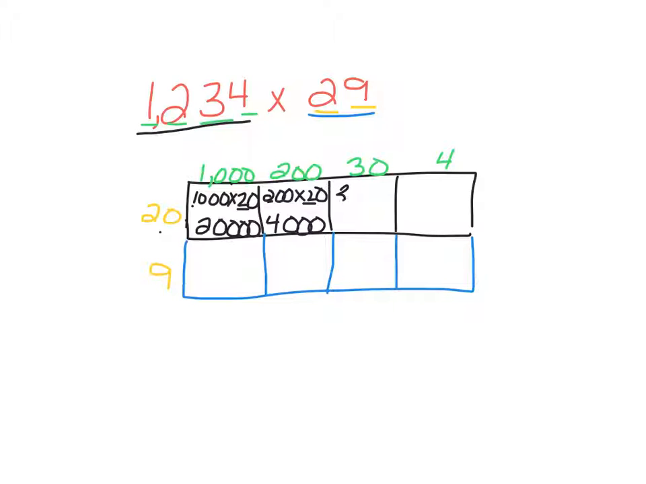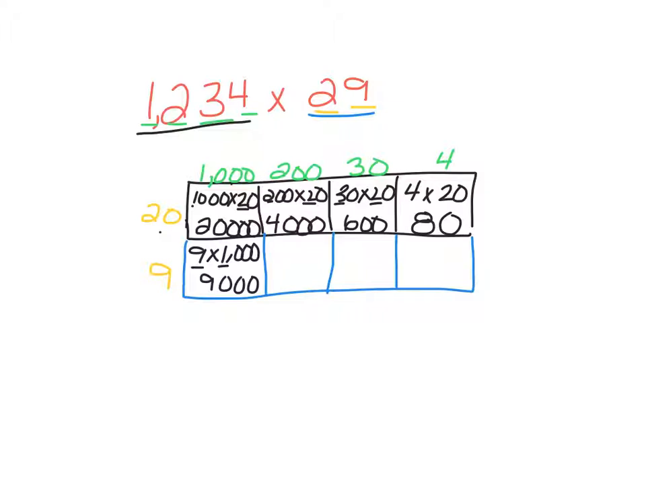Now we're going to take 30 times 20. So we're taking our 3 times our 2, which is 6, add 2 zeros. Now we're taking 4 times 20. So that's going to be 80, because 4 times 2 is 8, add a 0. Now we're taking 9 times 1,000, or 1,000 times 9, it doesn't really matter the order. So that's going to be 9, because it's 9 times 1, and 3 zeros.